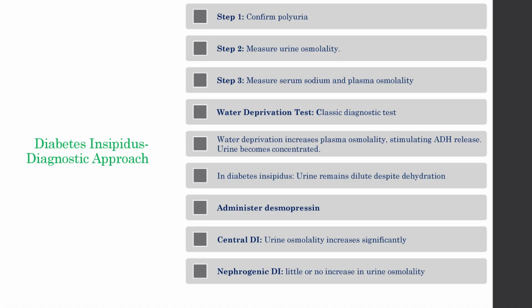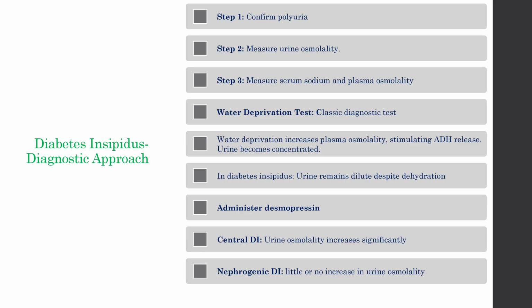Normally, water deprivation increases plasma osmolality, stimulating ADH release. Urine becomes concentrated. In diabetes insipidus, urine remains dilute despite dehydration. Then desmopressin is administered.